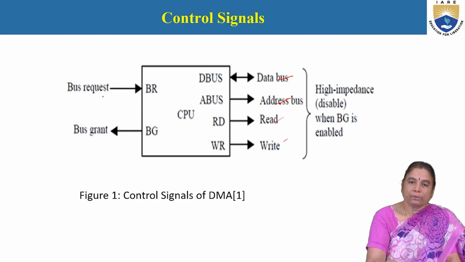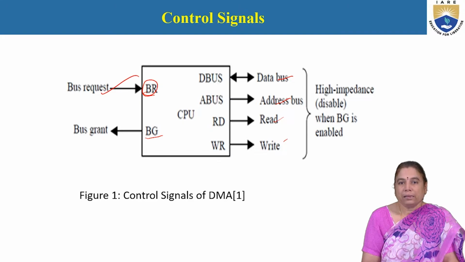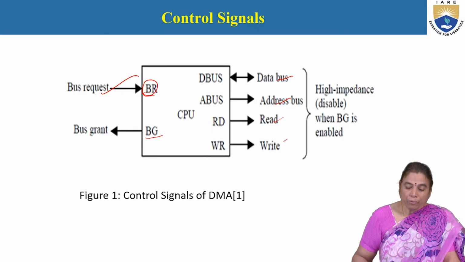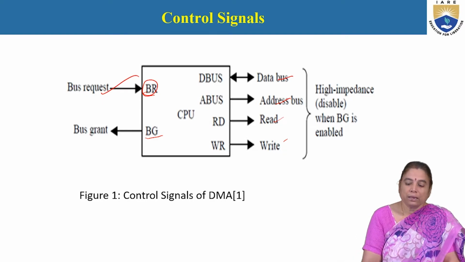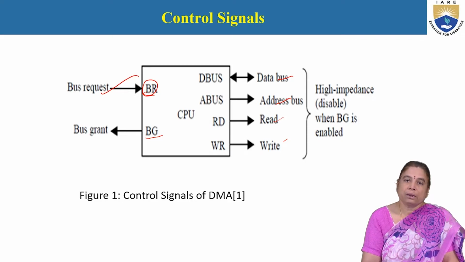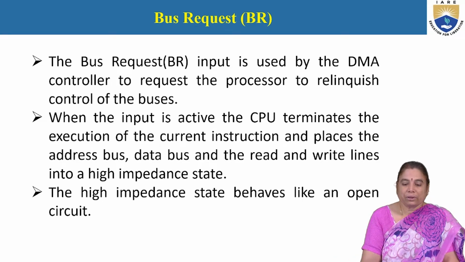Here two control signals are used by the DMA controller. One is bus request, which is generally referred to as BR. Second one is bus grant, which is designated as BG. The bus request signal is initiated by the DMA module in order to acquire control over the buses and to make the CPU relinquish them. After relinquishing and keeping the buses in the high impedance state, the CPU issues the bus grant signal to the DMA controller. So what is the bus request control signal?